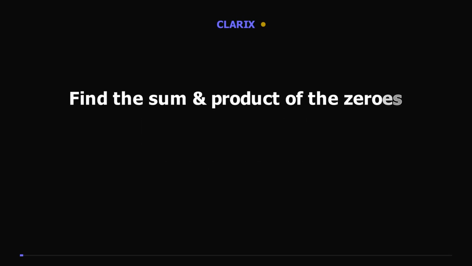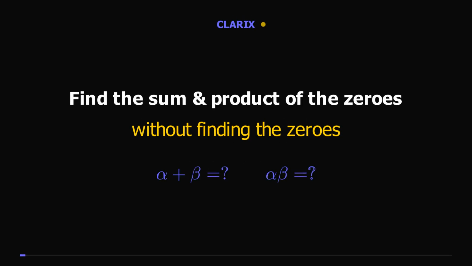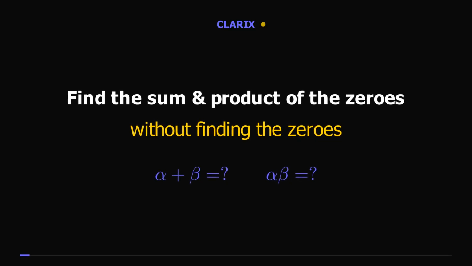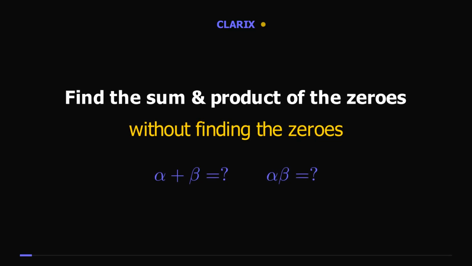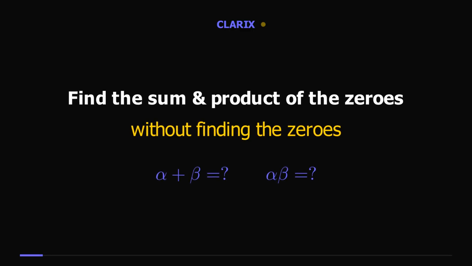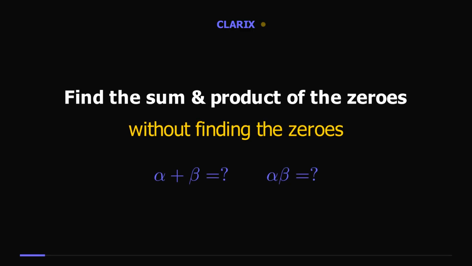What if I told you that you can find the sum and the product of a polynomial's zeros without ever finding the zeros themselves, just by glancing at the numbers in front? Sounds like a magic trick, but it's a rock-solid rule, and by the end of this video, you'll use it like a shortcut. This is the most exam-loved idea in the whole chapter, so let's nail every piece.